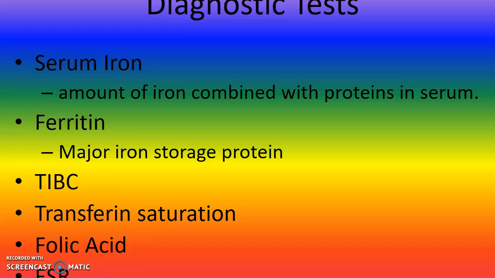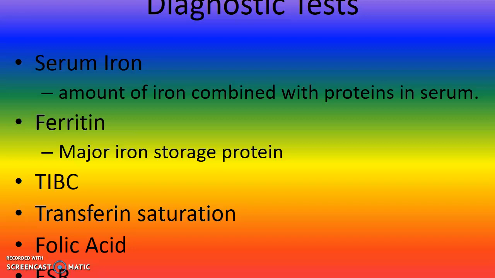Some other diagnostic tests that we want to look at is our serum iron. Again, we're going to be looking at iron deficiency anemia. This is going to evaluate the iron metabolism. So this is the amount of iron combined with proteins in the serum. We also can look at the ferritin. The ferritin is a major iron storage protein. So when we look at the serum iron, we're going to be looking at the iron that's available in the blood tied to the ferritin.